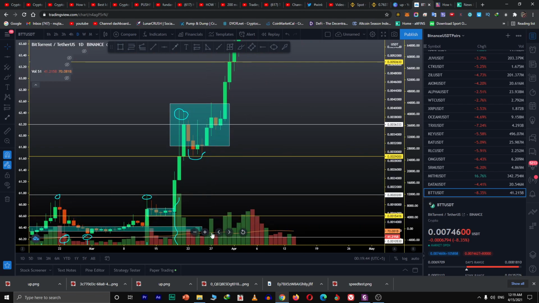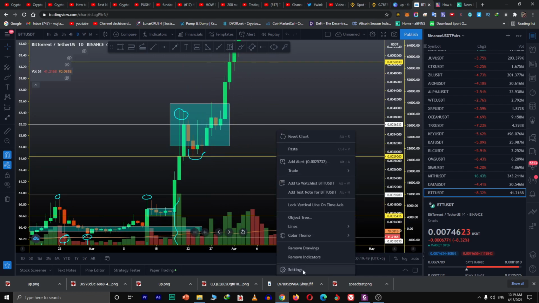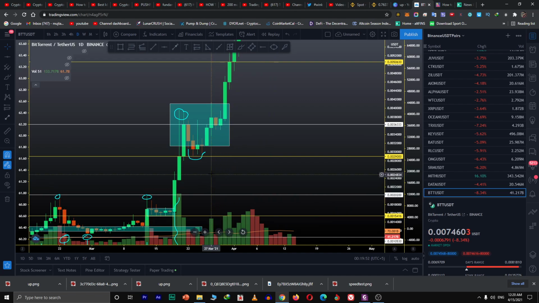look at these three candles. How can I hide these symbols? I don't know. Maybe let me, okay, I'm gonna test it on the next time.